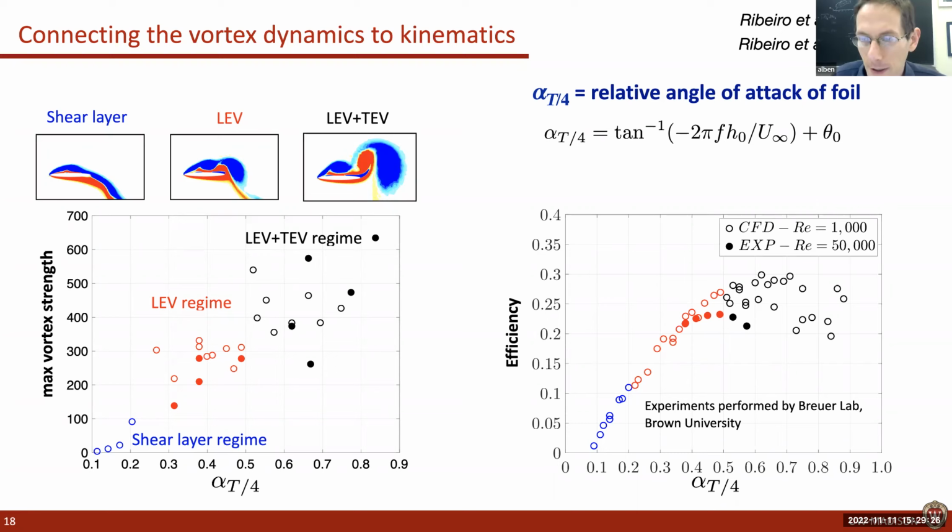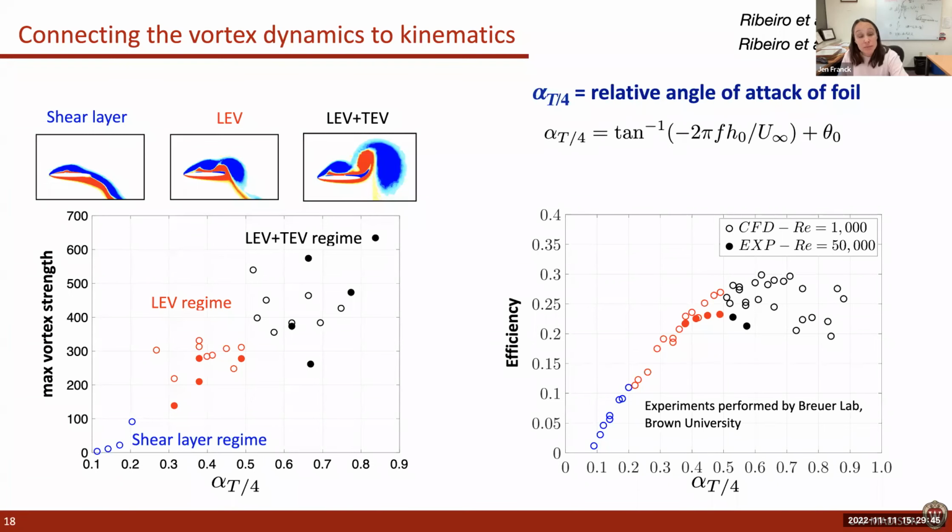So maybe you're going to say something about this, but why is there a big difference between the black and the red in the max vortex strength, but a smaller difference in the efficiency? Is there a simple explanation for that?